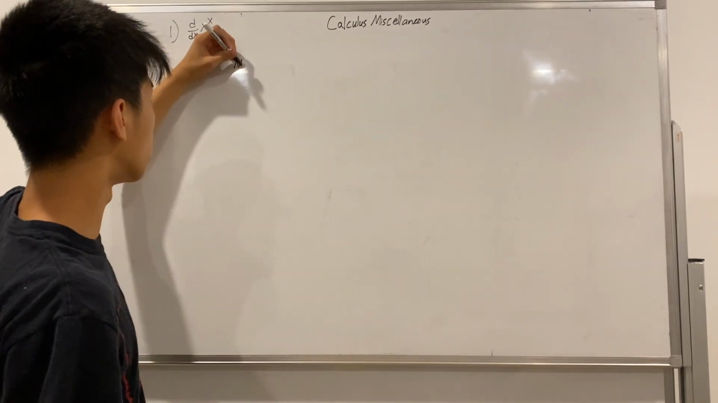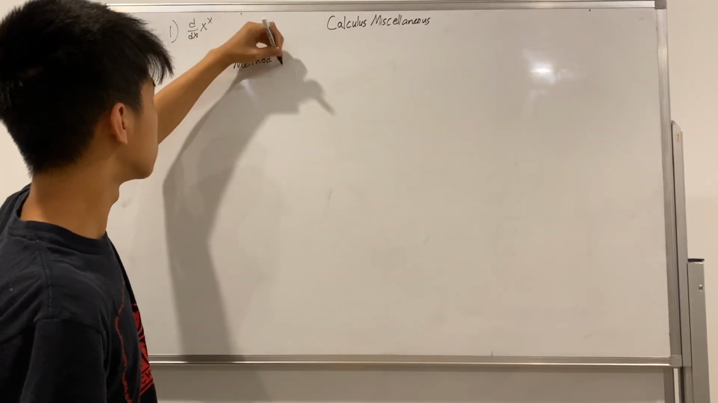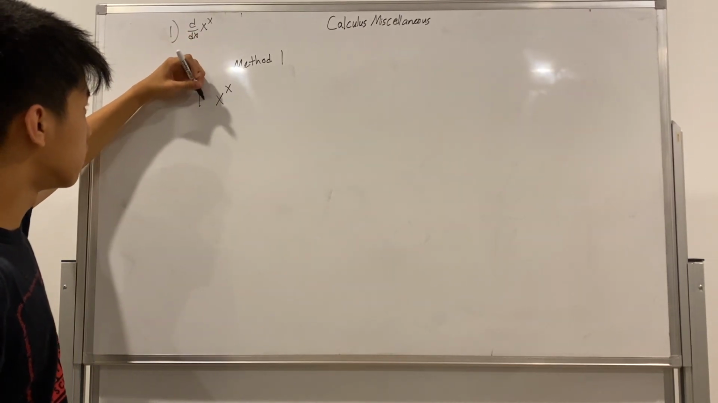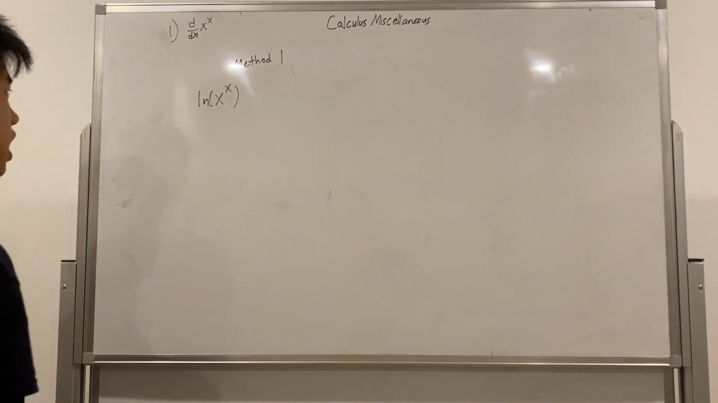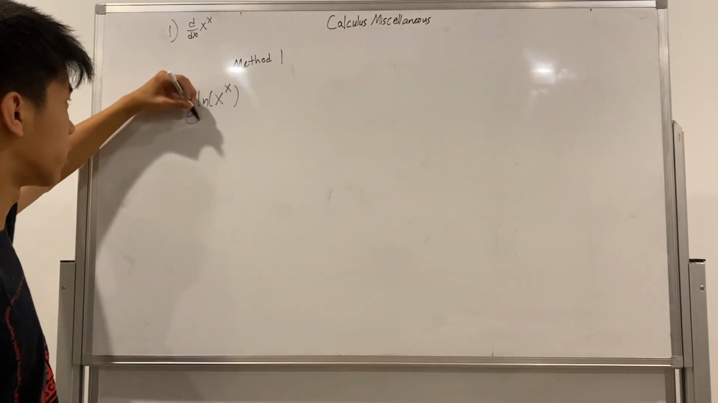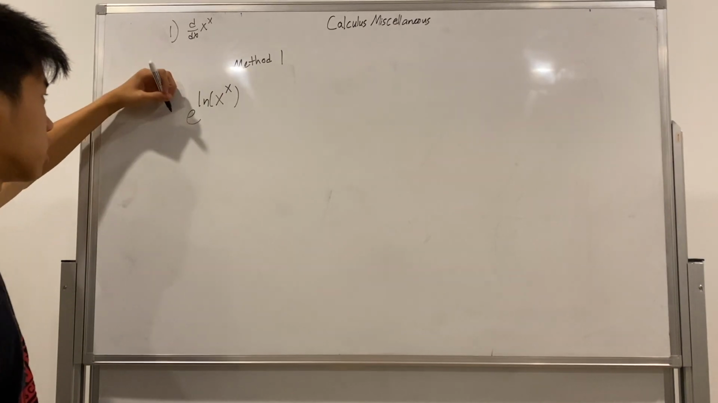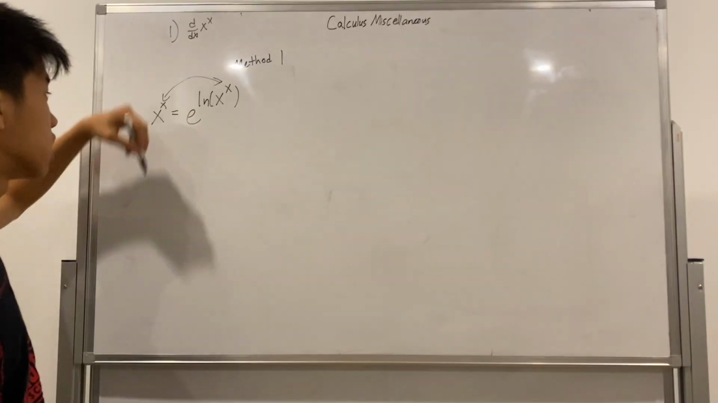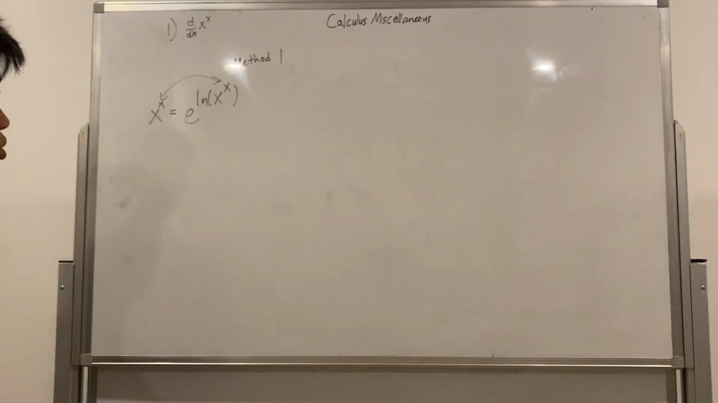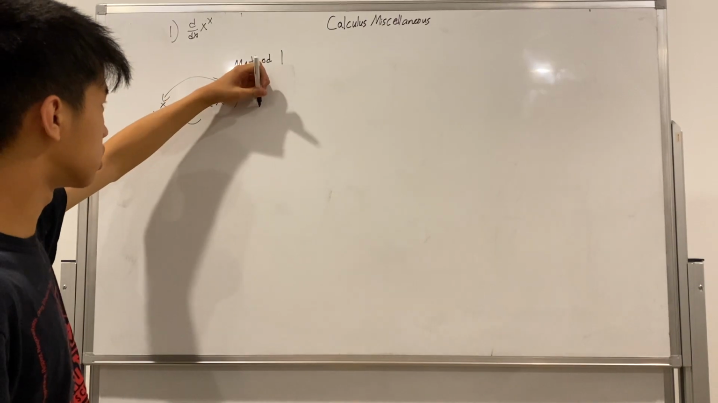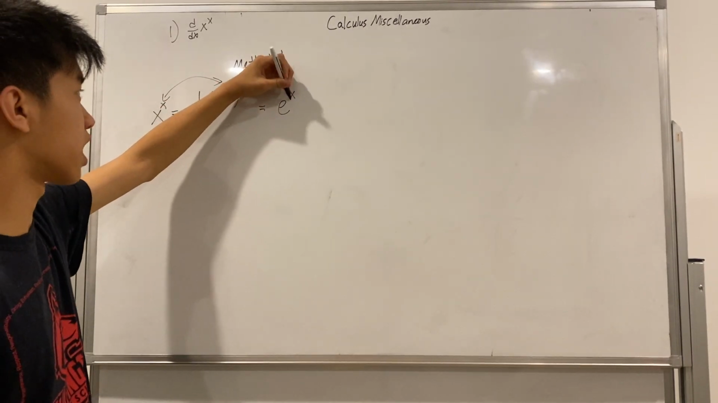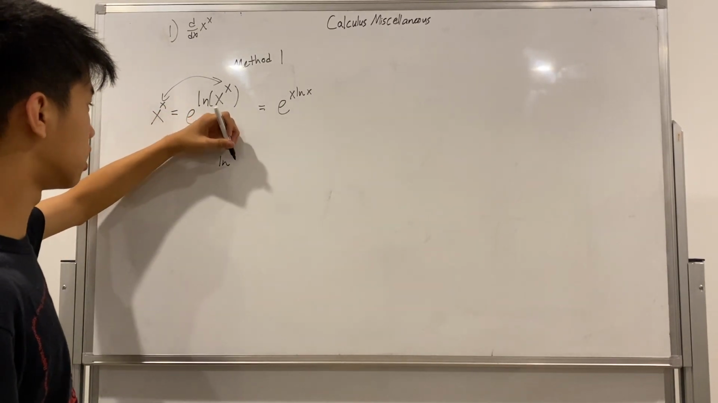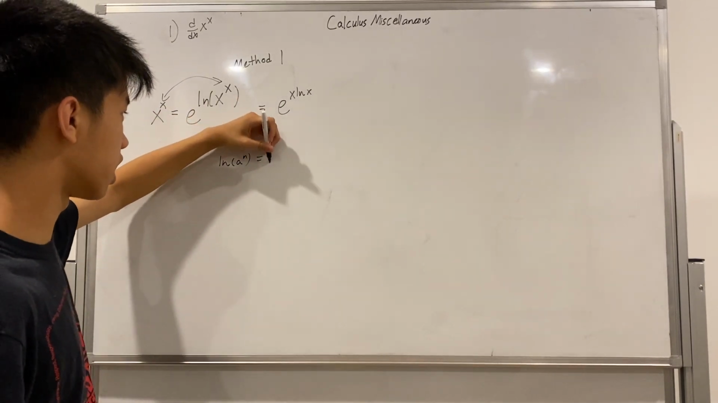So we have method 1. Method 1 involves, first of all, taking the ln of x to the x and then raising all of that to the e power. And that way this is still equal to x to the x because they're equivalent to each other, because e and ln cancel out. So after we get this, it is equal to e to the x ln x power by logarithm properties, because ln a to the n power equals n ln a.